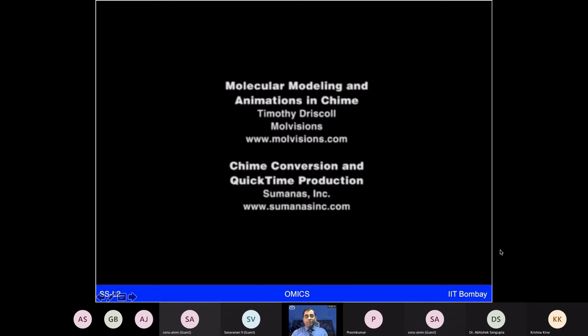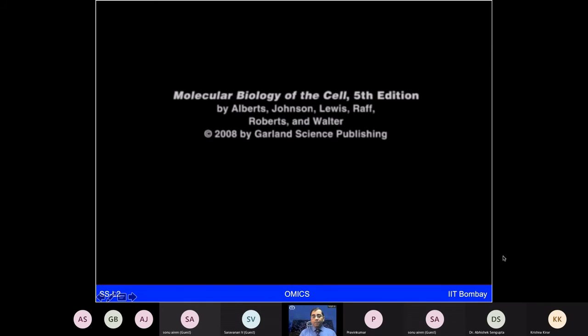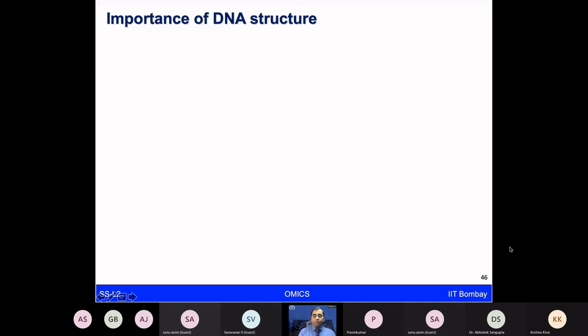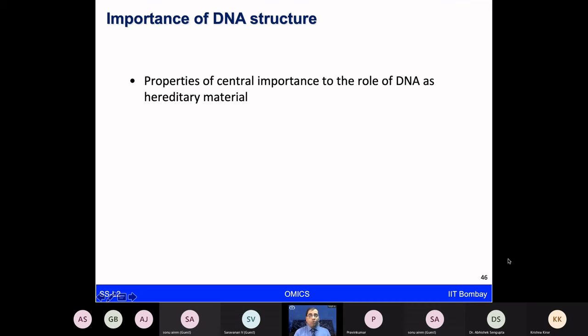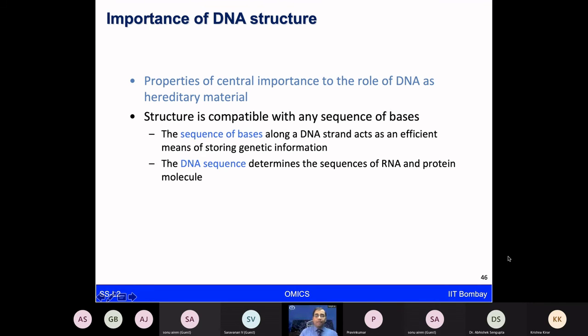All right, so I hope this nice video gives you some visual feel, from this book, Molecular Biology of the Cell, of how what we spoke about the double helix structure of the DNA could be visualized. This hereditary material, the DNA, is very important because all the information from one generation to the next has to pass to continue the hereditary information.